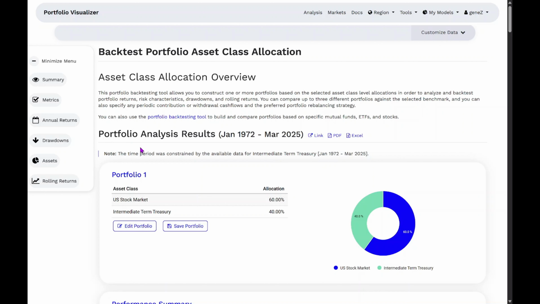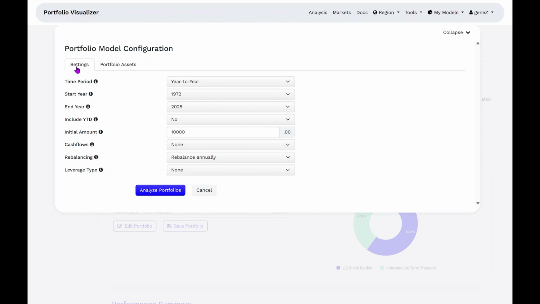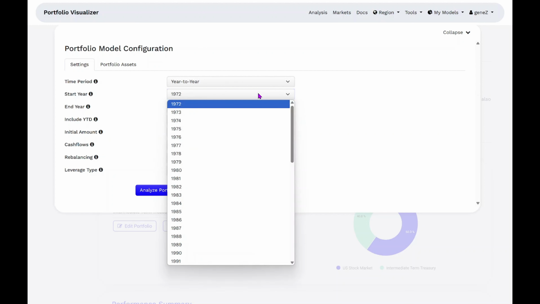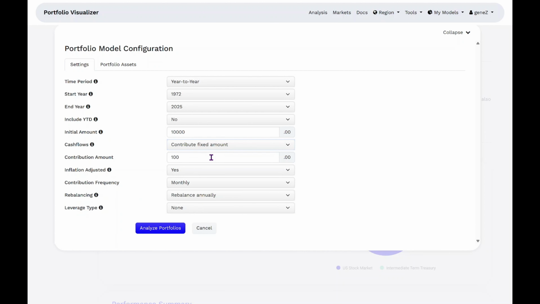So here, we have one portfolio, and we can edit it. By default, it's already set to 60% US stocks and 40% intermediate-term treasury bonds. We can name this portfolio 60-40. If we click on the settings, we can adjust backtest parameters. For the time period, we'll choose the earliest available year, which is 1972, and run the backtest up to today. The initial investment is $10,000, and we'll assume we contribute a fixed amount of $100, adjusted for inflation of course, per month. The portfolio is rebalanced every year.